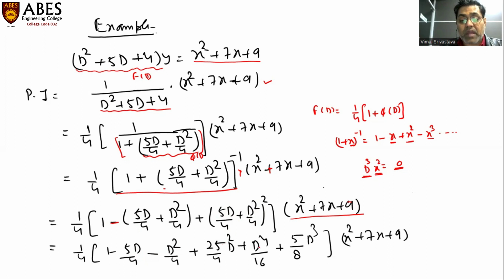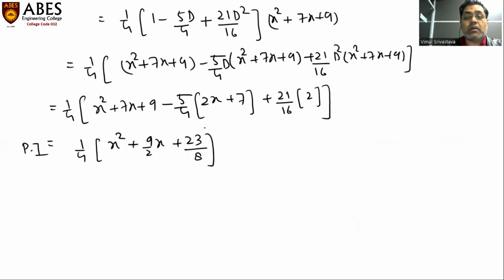We get 25 by 4 d square plus d raised to power 4 upon 16 plus 5 upon 8 dq into x square plus 7x plus 9. As I said earlier, x square plus 7x plus 9 can be differentiated 2 times at most. So that means this expression will become 0 and this expression has no meaning. So we are ignoring these factors and we are simplifying these two factors, the d square factors.